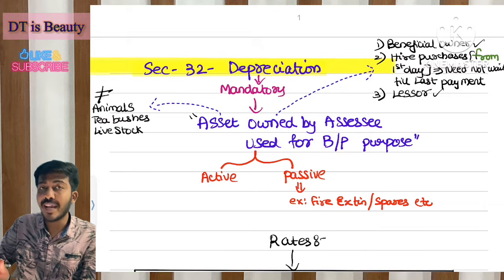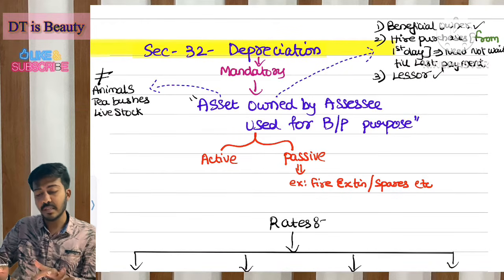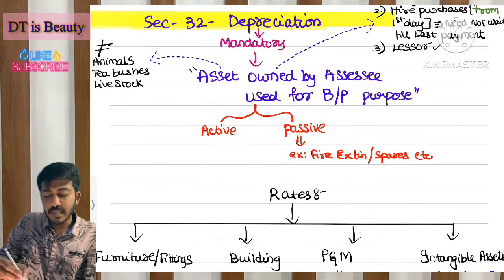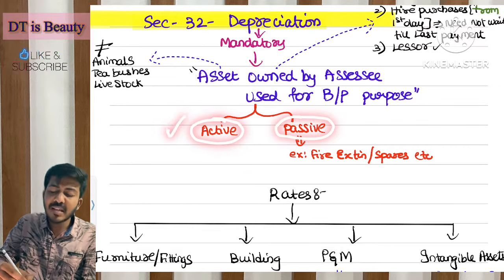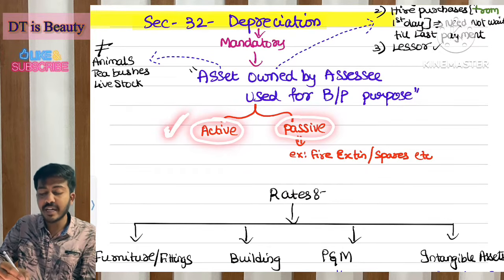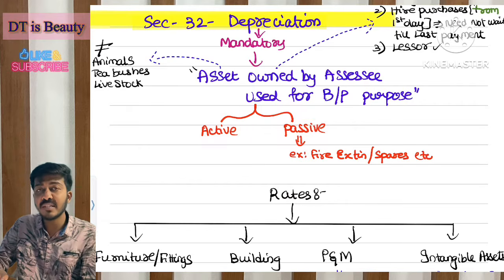You should also not take depreciation on goodwill. Simple. These are the things. Sir, there are two types of assets. One is active asset, one is passive asset. Active assets are clearly evident that you can take depreciation. Passive assets, which means you are not using them actively inside your business.